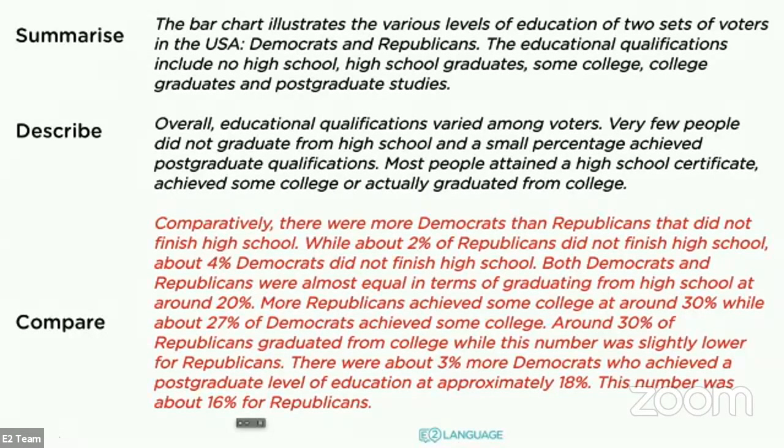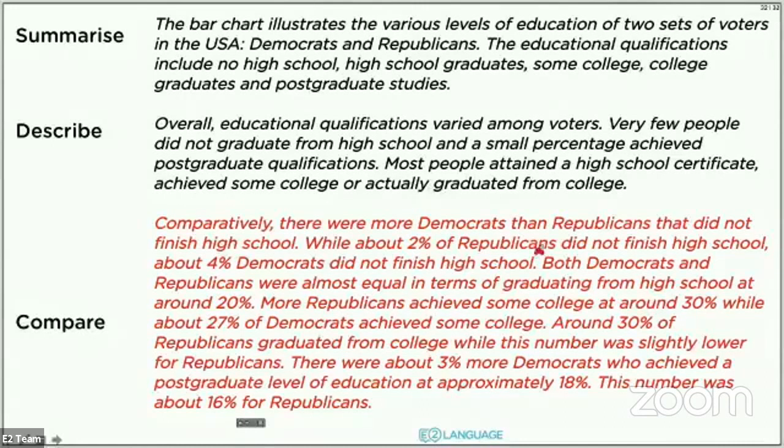Comparatively, there were more Democrats than Republicans that did not finish high school. While about 2% of Republicans did not finish high school, about 4% of Democrats did not finish high school. That's too repetitive. I'll think about how I can change that. Next sentence and next part of the graph.